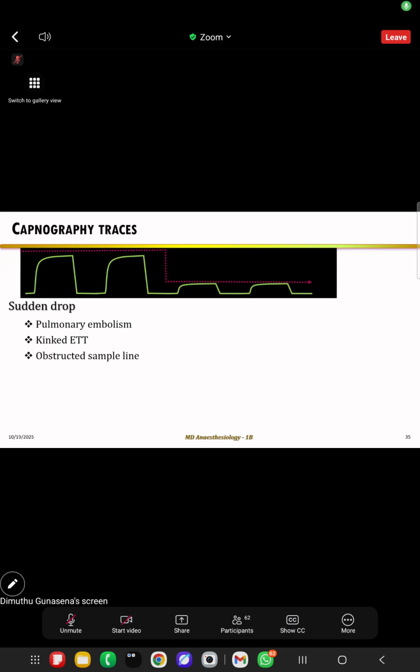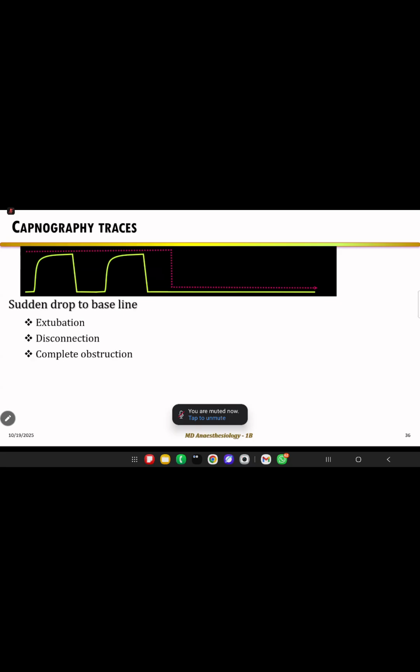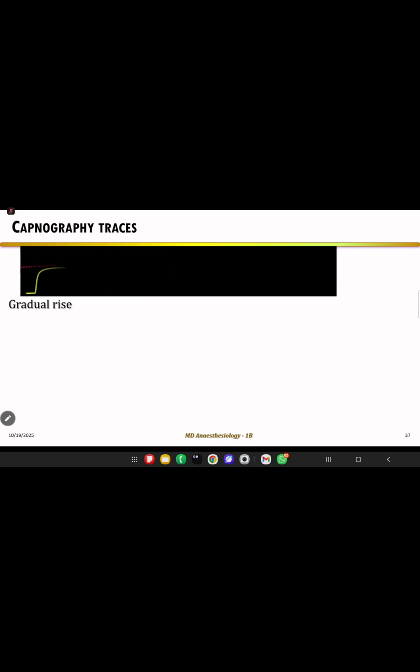kinked ET tube or obstructed sample lines. So sudden drop to the baseline. Extubation, disconnection, complete obstruction can cause this.